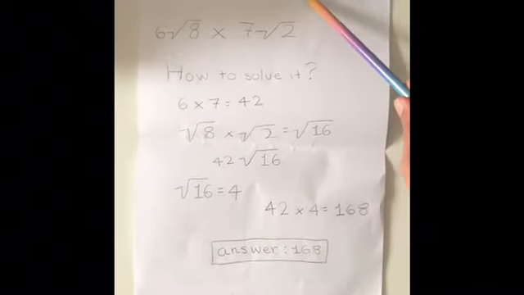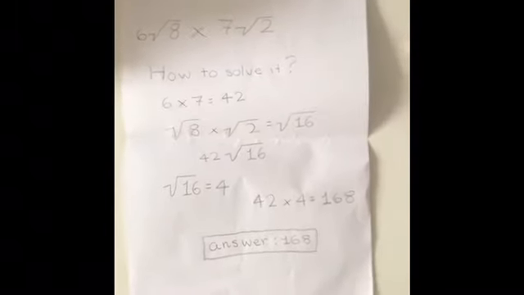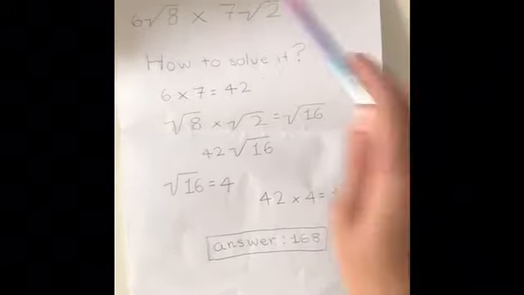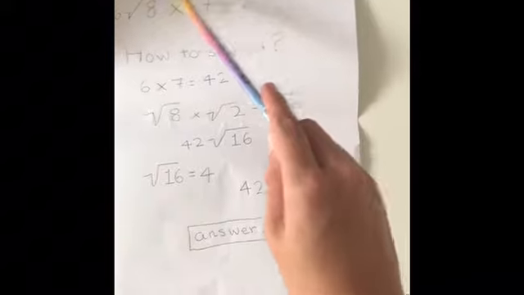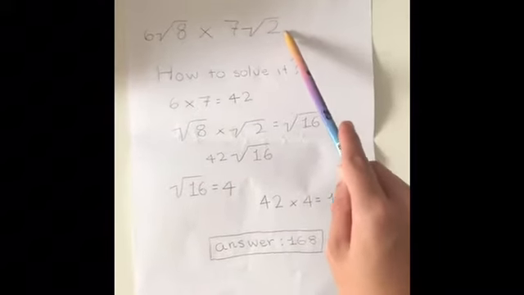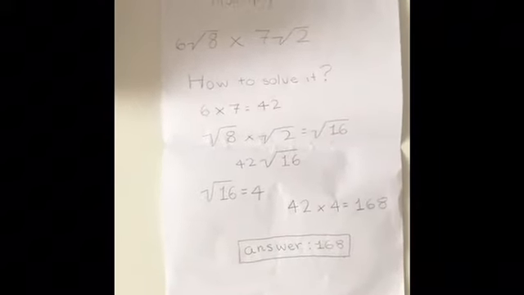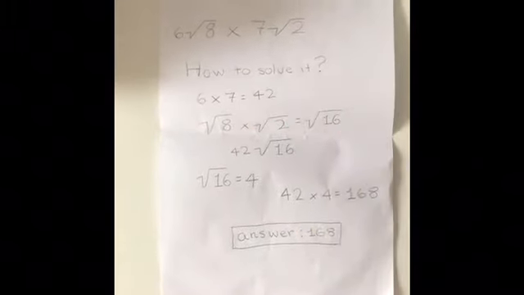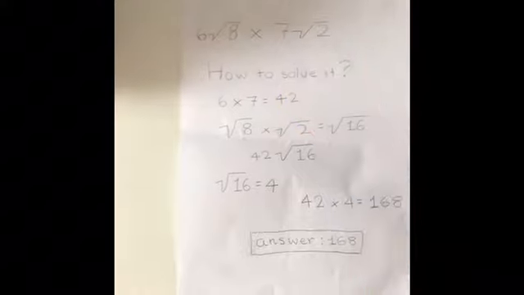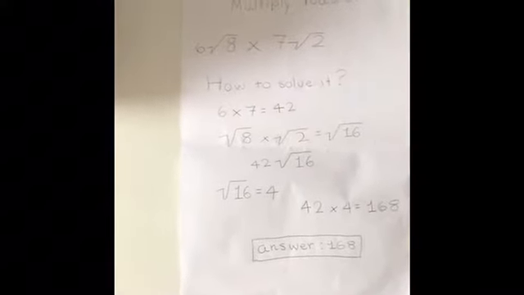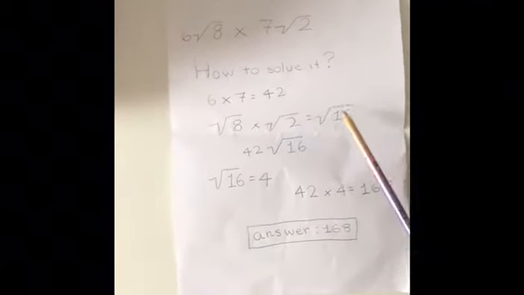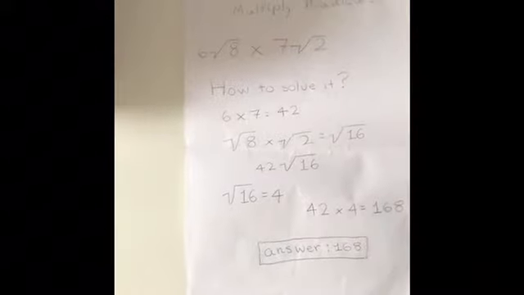First, I'm going to teach you guys how to multiply radicals. Before we start, I want you guys to have a big idea that most of the time we multiply the outside by the outside and the inside by the inside. So in this case, we need to multiply 6 and 7. So 6 times 7 equals 42. And here, the inside by the inside. So the square root of 8 times the square root of 2, which equals square root of 16.